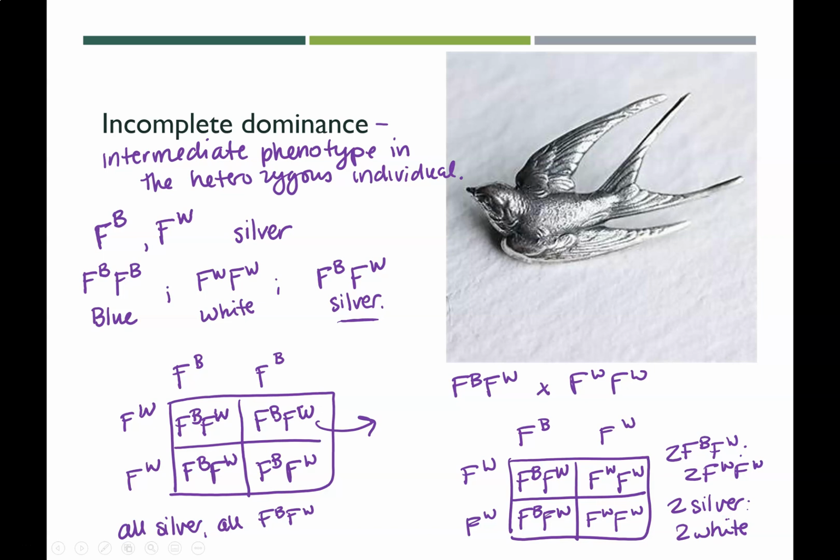Now you probably noticed that this is a different notation here. That is to indicate that this is a different type of dominance. So incomplete dominance is denoted by a capital letter. In this case, I chose F for feather color, and then the allele is an uppercase. So I chose B for blue or W for white.